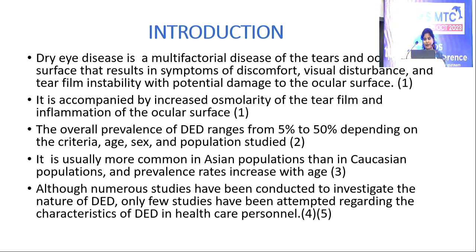Dry eye disease is a multifactorial disease of the tears and ocular surface that results in symptoms of discomfort, visual disturbance and tear film instability with potential damage to the ocular surface. It is accompanied by increased osmolarity of the tear film and inflammation of the ocular surface. The overall prevalence of dry eye disease ranges from 5 to 50% depending upon the criteria, age, sex and population studied. It is usually more common in Asian populations than in Caucasian populations, and prevalence rate increases with age.